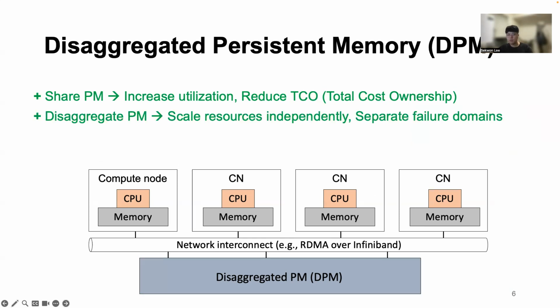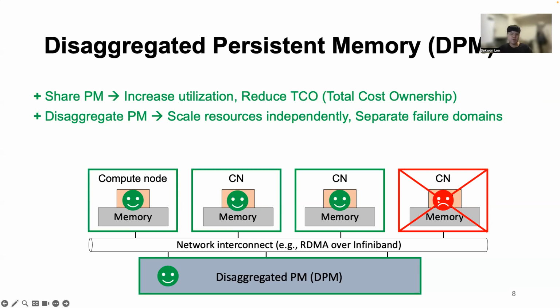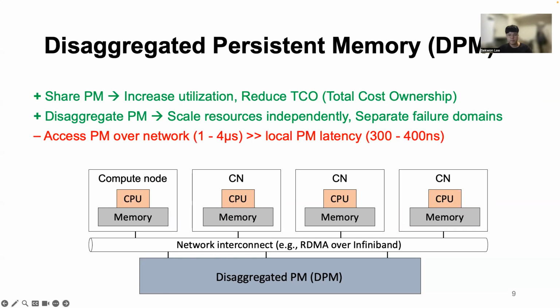Furthermore, by disaggregating PM from computes, we can scale distinct resources independently and can separate failure domains. For example, to increase PM storage space, we don't need to add computes and PM together. And the failure in a compute node does not propagate to DPM or other alive compute nodes. However, the DRAM-like latency of PM makes disaggregation challenging. It is because the network interconnect latency is much higher than PM latency.